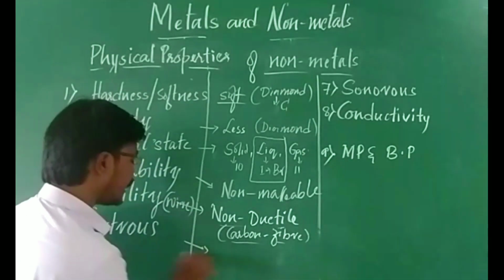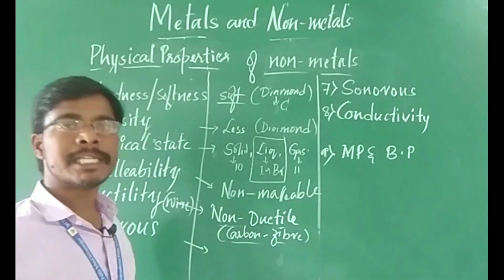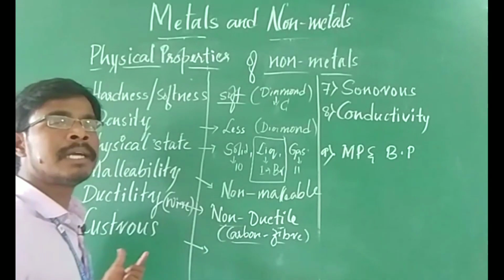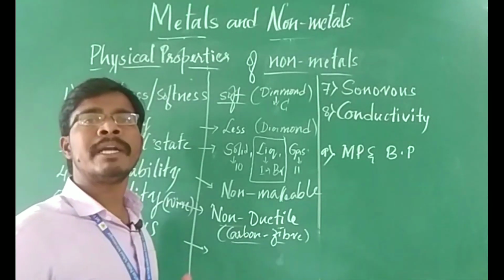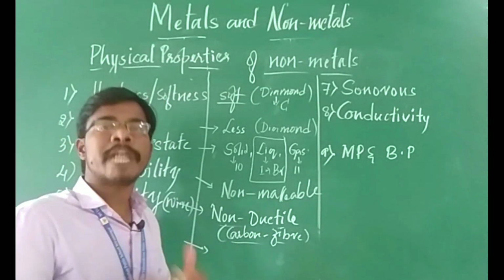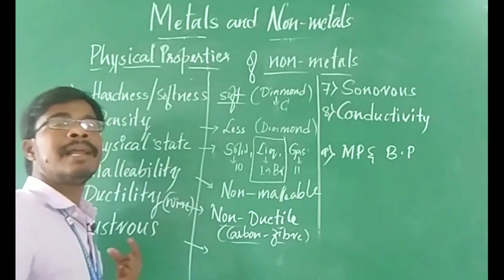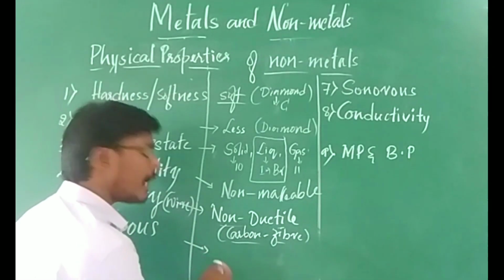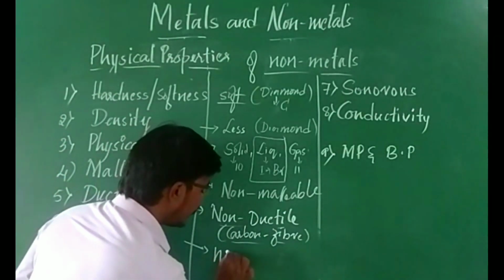Then the next property is the lustrous property. Lustrous is the property of an element to shine, giving a shiny appearance. That is called the lustrous property. Here, all the non-metals are non-lustrous.